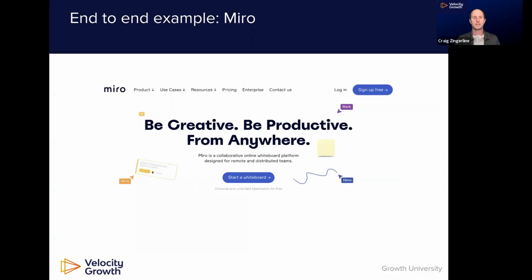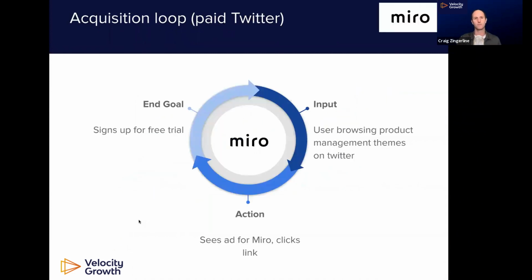So I'm going to show you an example here of a company called Miro. And you can see here, you can already kind of tell what they do. They're a B2B SaaS company, super high growth. They've raised a lot of capital. And they're basically a collaborative online whiteboard platform. And they're used for distributed teams. In fact, we use them with Growth University. So take a look at what they're doing here.